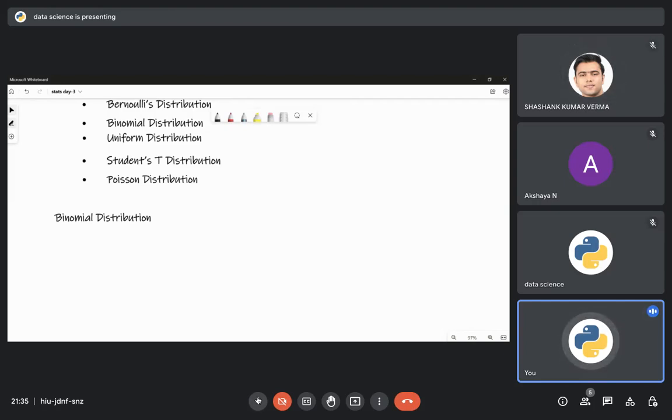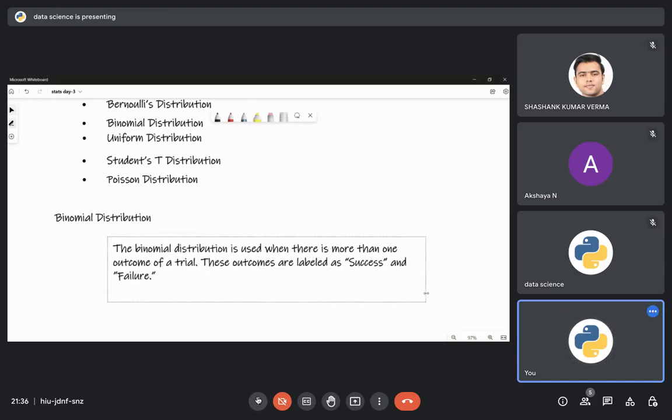We should apply the binomial distribution function in those conditions where the possibility of outcome is 50-50%. Any question? No. Cool. So I'm going to write this same thing.